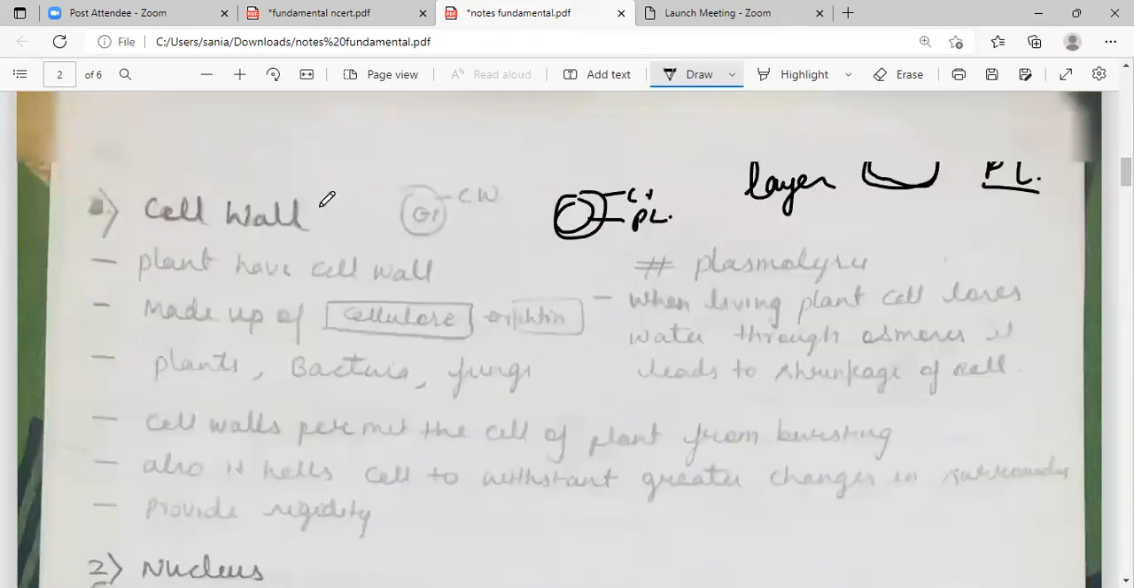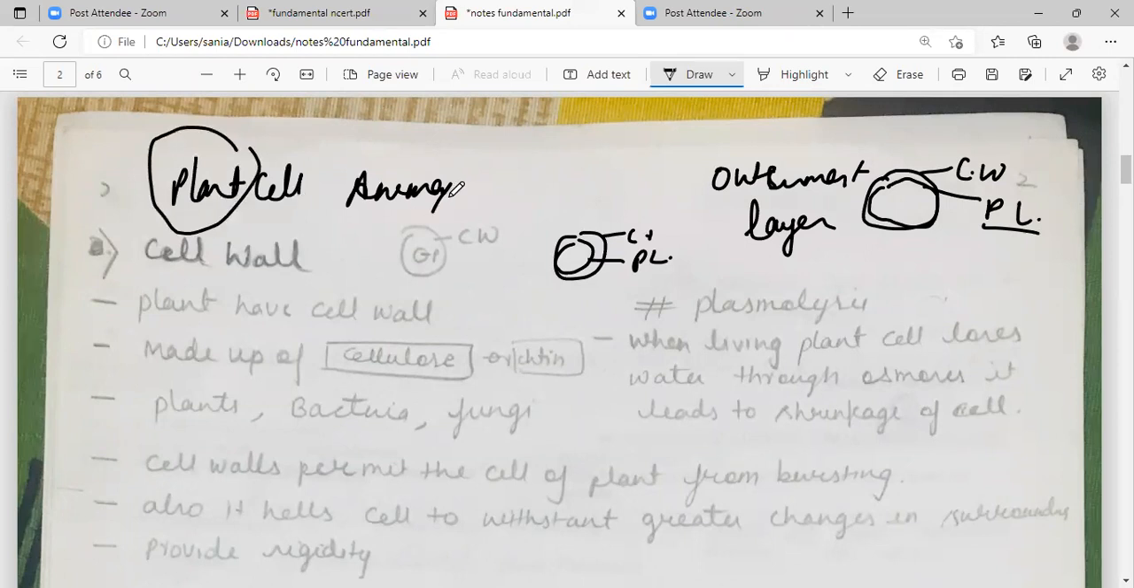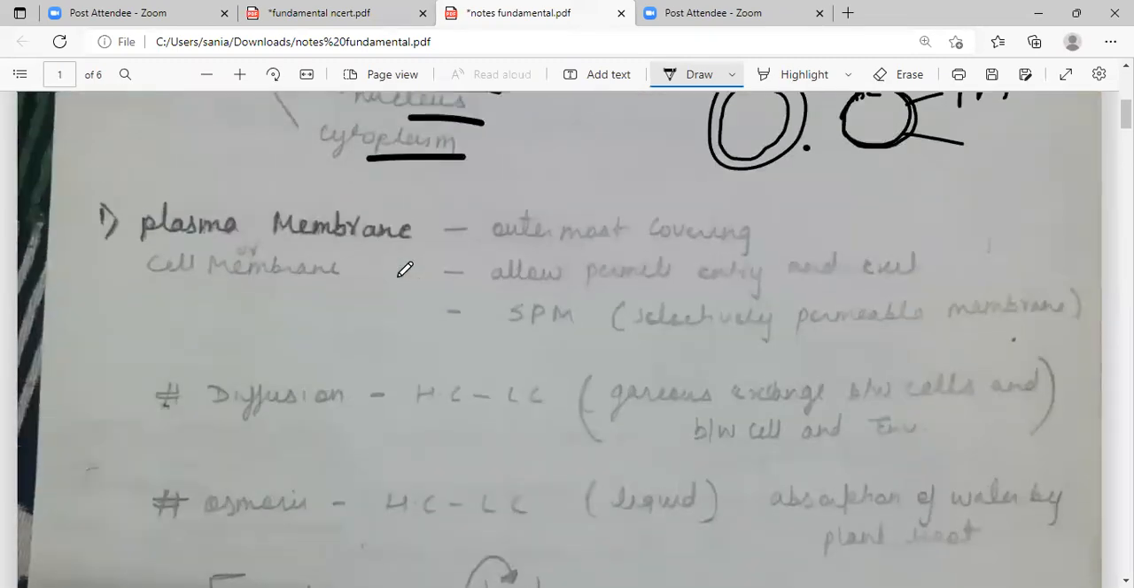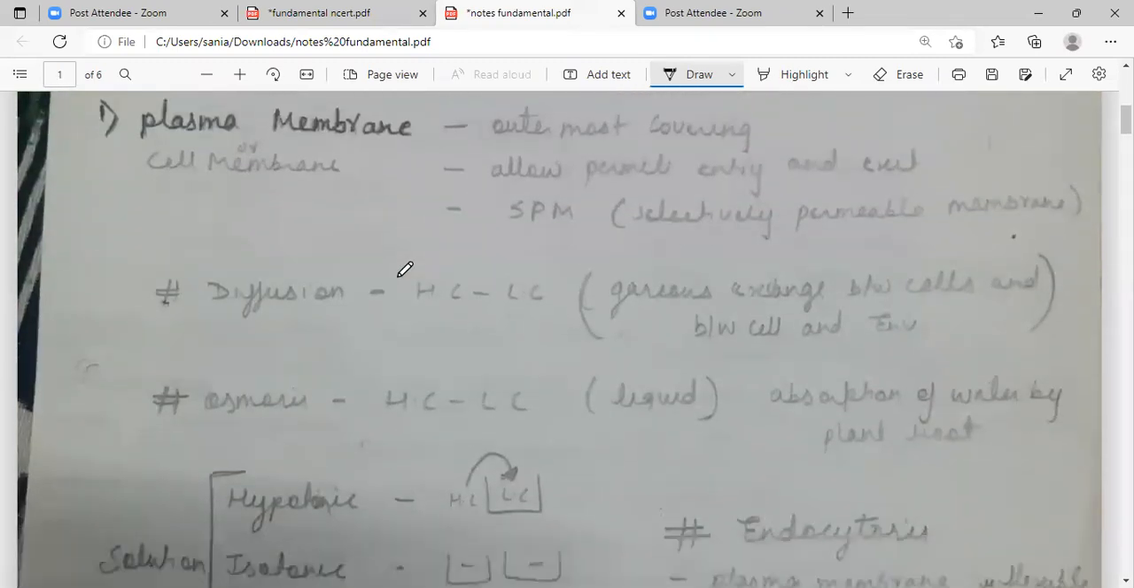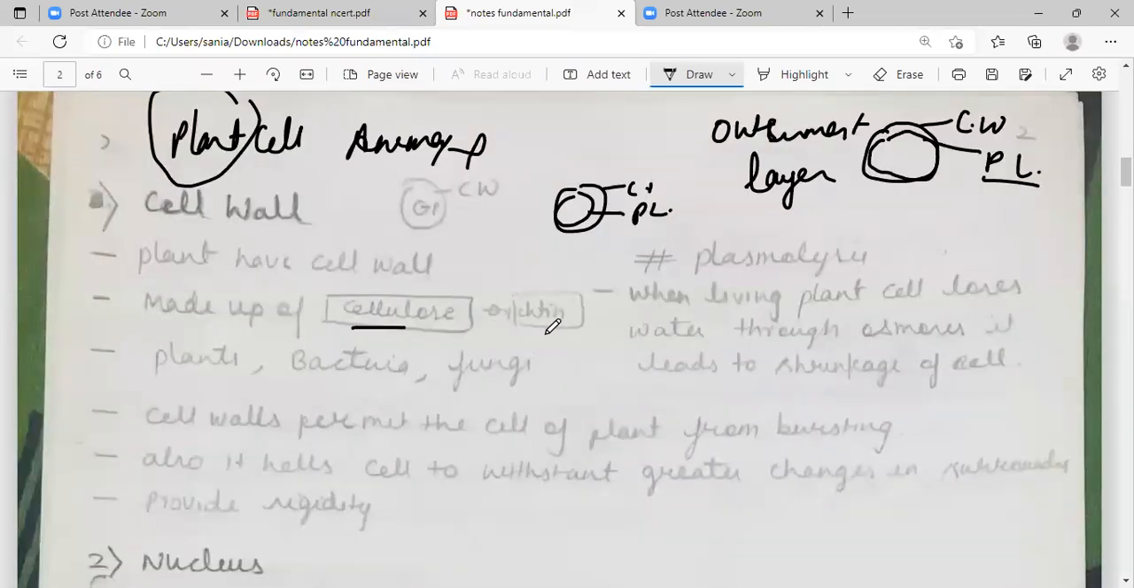Now remember one thing, we have two things: one is plant cell, and one is animal cell. Plants have cell wall, but animals don't have cell wall. Clear? And now the next question, ma'am, what is it made up of? When we were doing plasma membrane, we did, just check your notes, lipids and proteins. Now cell wall is made up of cellulose or chitin. These two things, right?